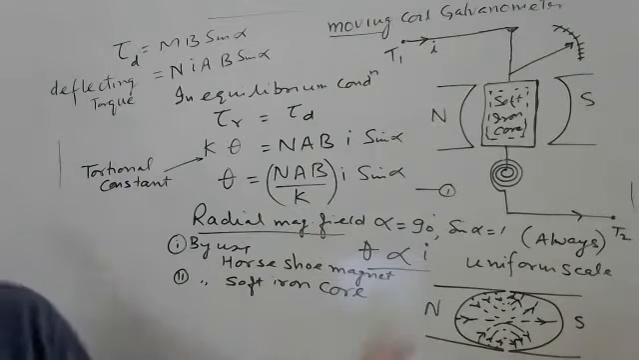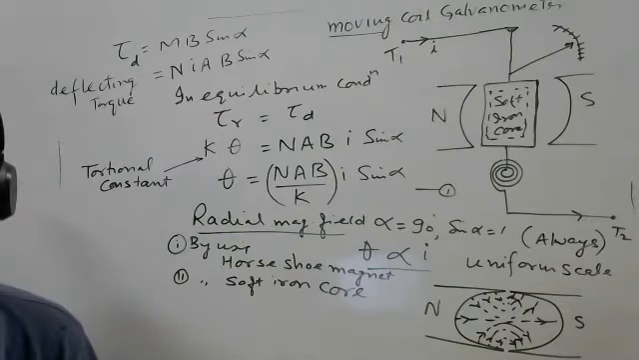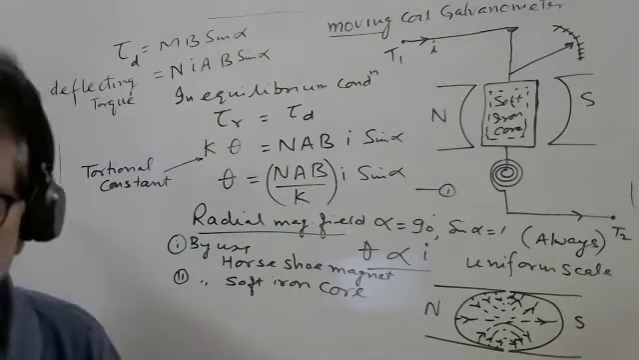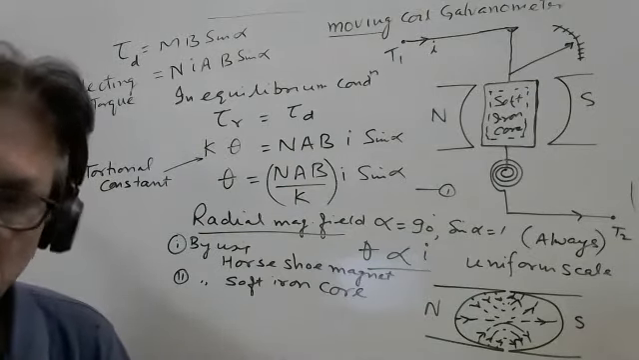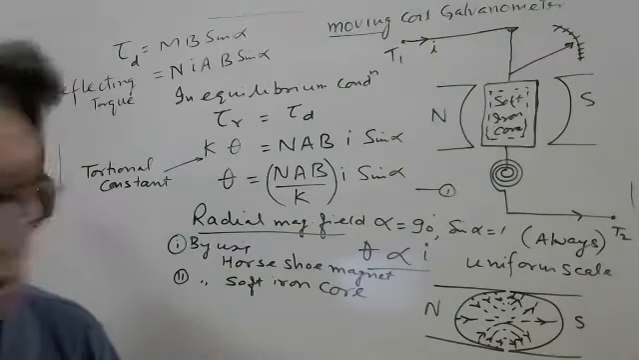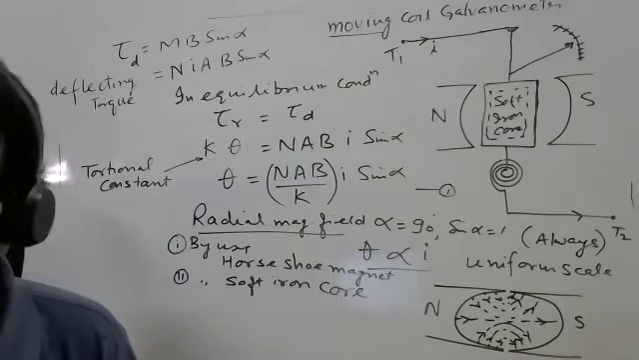So this is a very important part. Any doubt here? Please tell me. What is a radial magnetic field? Why is it required to get the uniform scale? Okay, theta is directly proportional to current only. Okay.